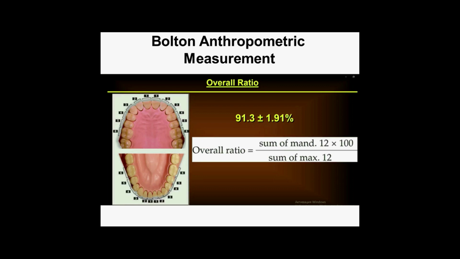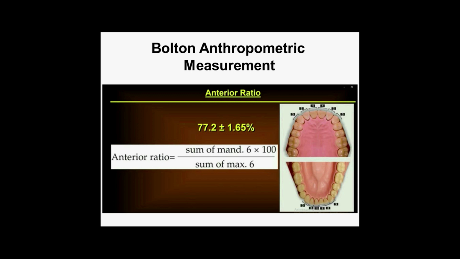of the 12 lower jaw teeth from the first molar on one side to the first molar on the opposite side are summed up and divided by the sum of the mesodistal dimensions of the 12 upper jaw teeth. The resultant ratio, expressed as a percentage, is called the overall ratio. The normal value is 91.3%.